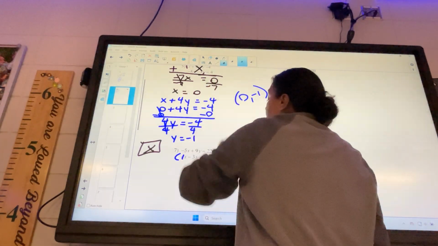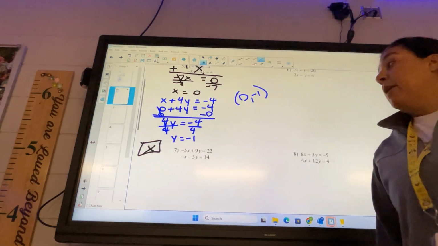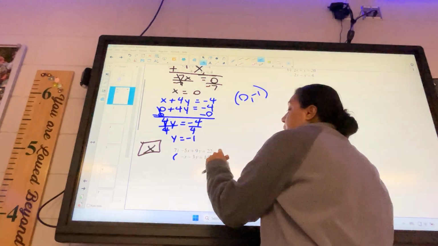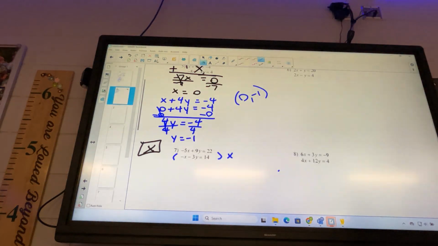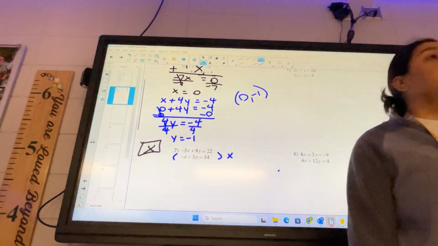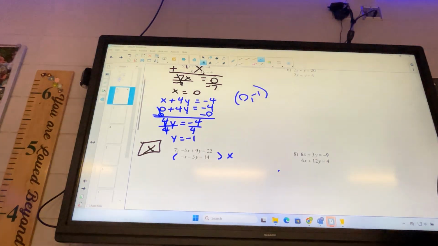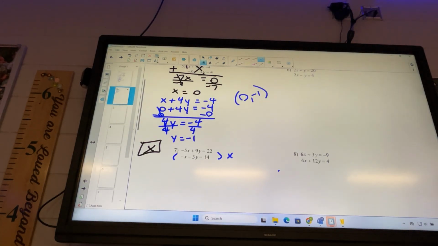If we're looking at the y's, which one is smaller? 9 or 3? The 3, so I would multiply the bottom one by something. 3 times what would give me 9? 3. So which one would you like to cancel, the x's or the y's? The y's? Okay, and in this case, it doesn't matter. Sometimes if you're like, 5 times what would give me 12? That doesn't work, okay? So if you can't see it immediately, that means it does not work.